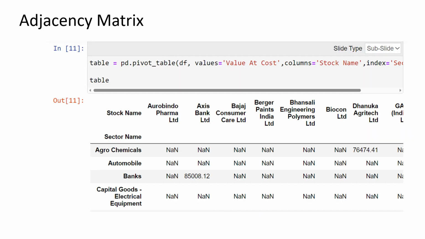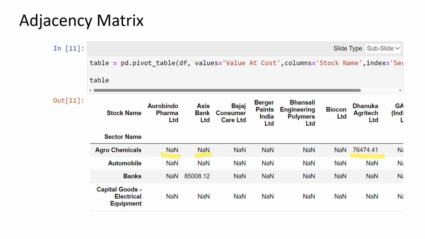Now consider another pivot table where I have created an adjacency matrix of stock name and sector name. That's why I have written column is equal to stock name, index is equal to sector name, and value field is value at cost. So it will create a two-dimensional matrix where it will write NaN for every non-available value, and if there is some investment, it will write that value in that field.